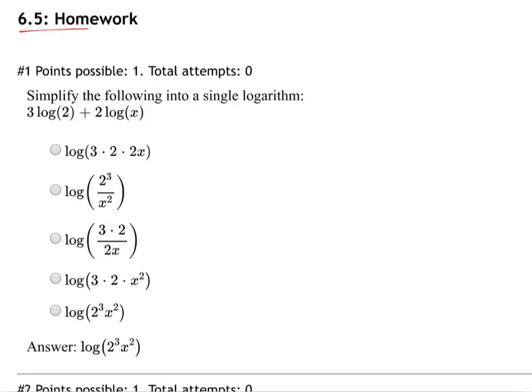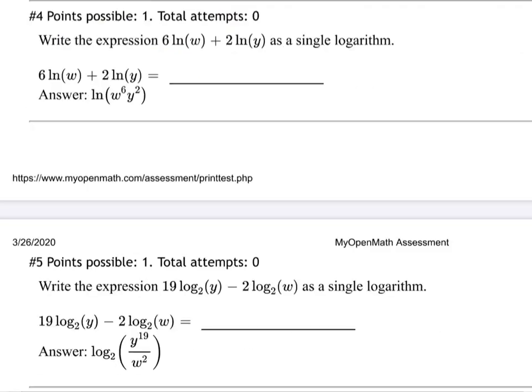Section 6.5 is log properties. Let me go to a fresh screen here. Let me give you the 3 properties that are important when it comes to logarithms.